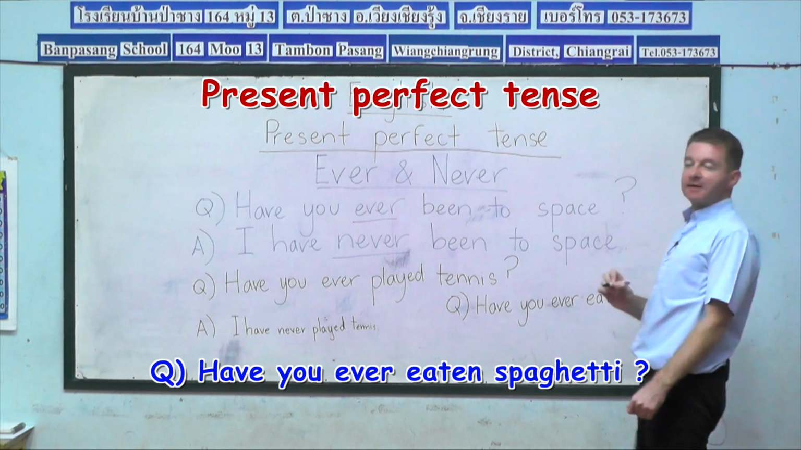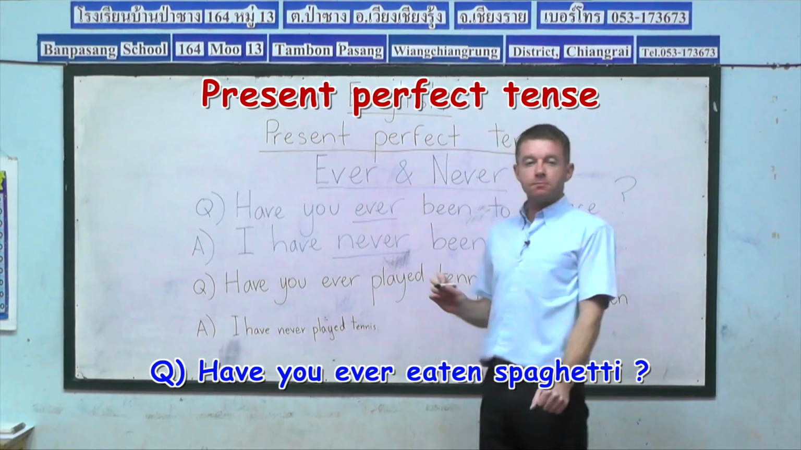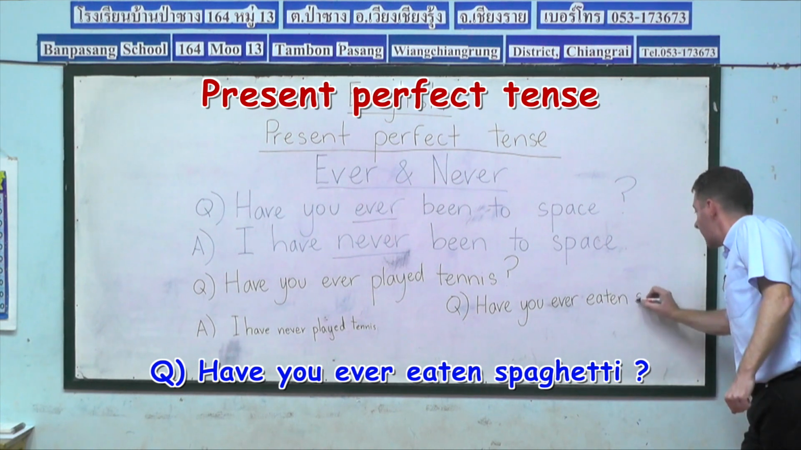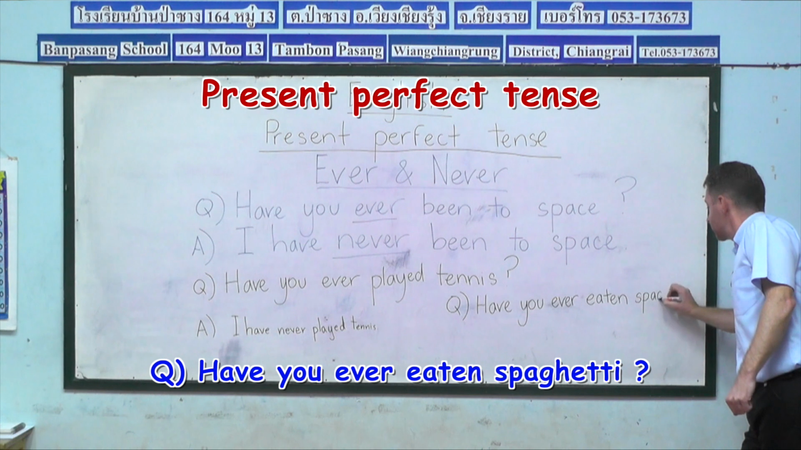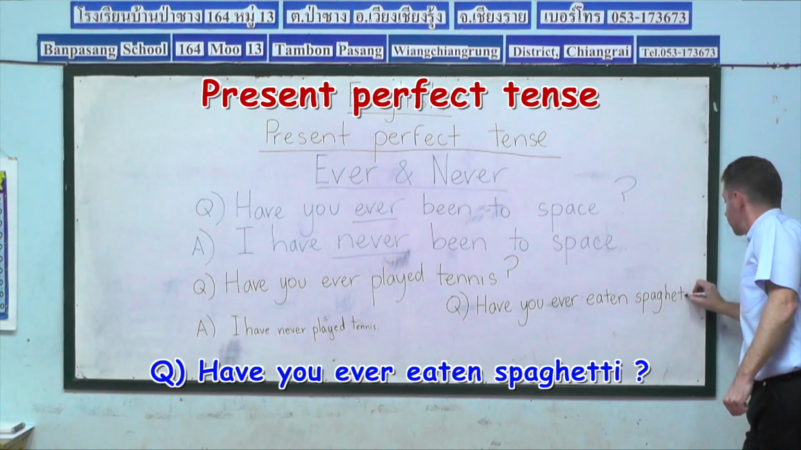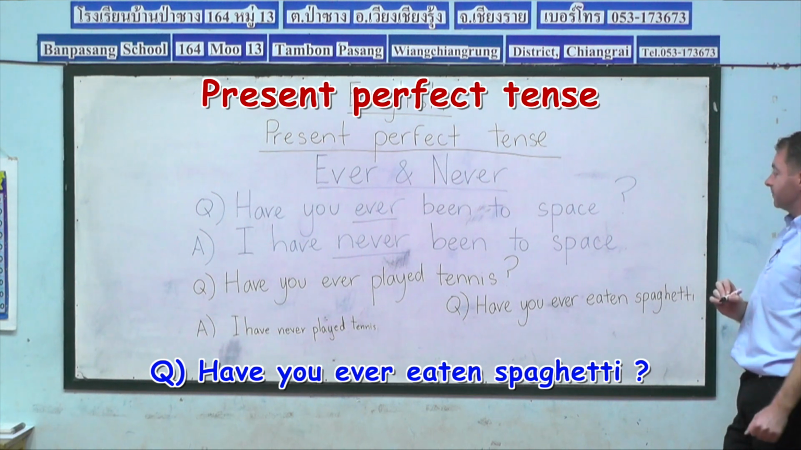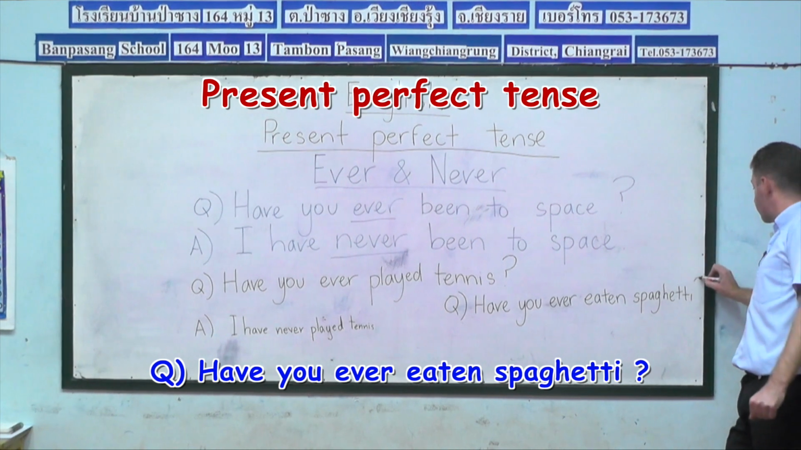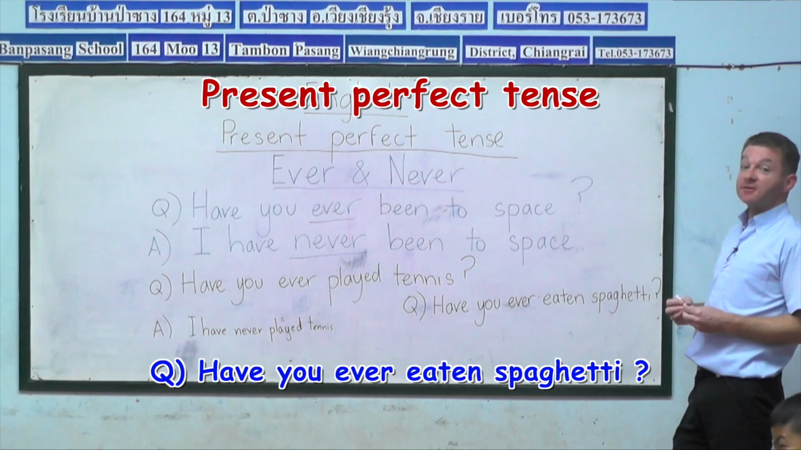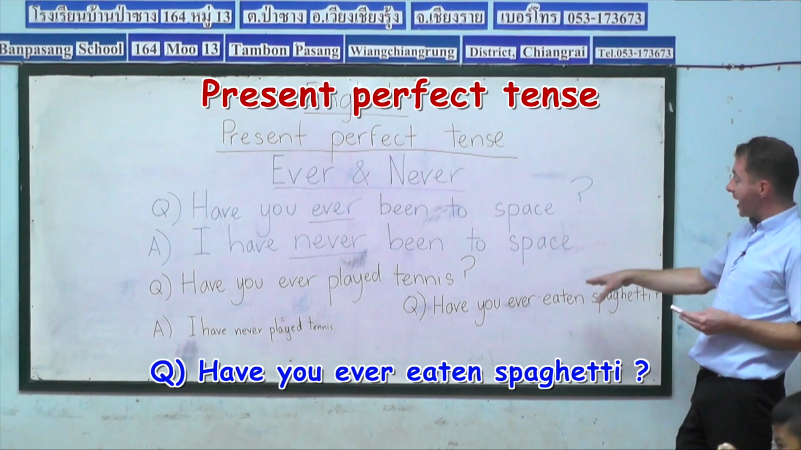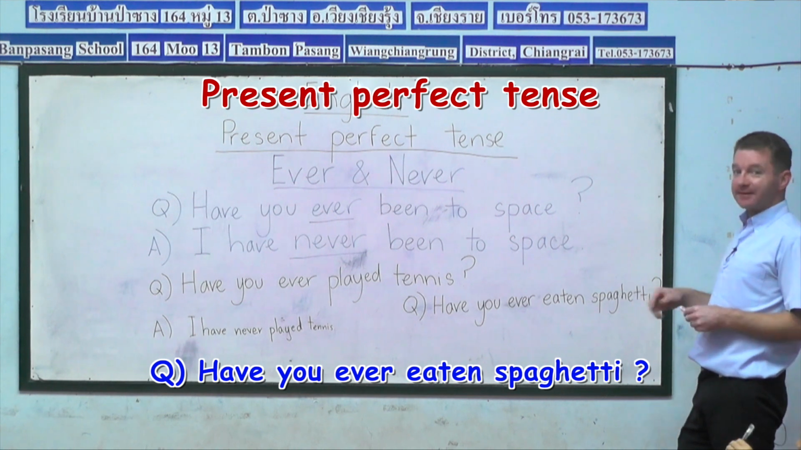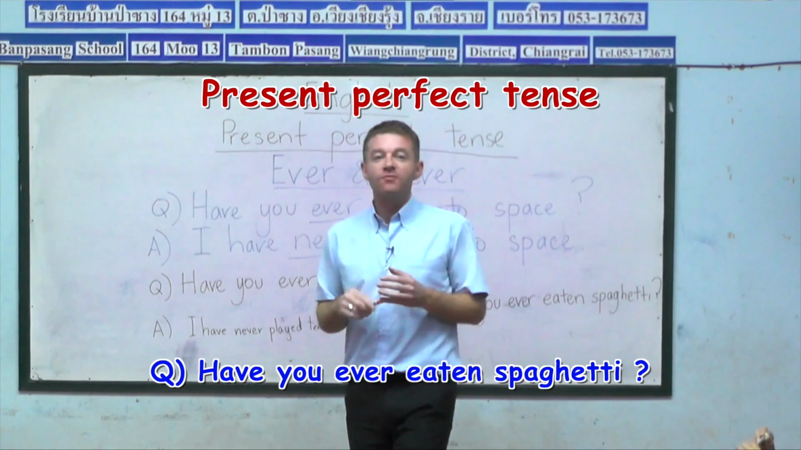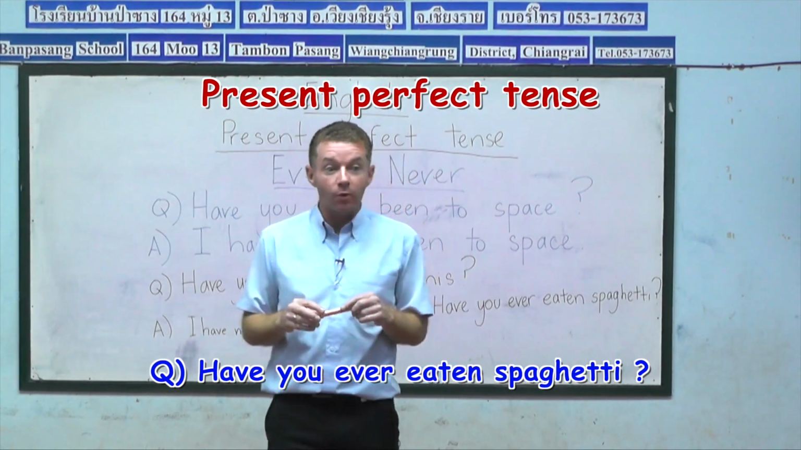Now let me see, let's try to think of a food that somebody has not eaten before. I know, spaghetti. S-P-A-G-H-E-T-T-I. Now what have I forgot to put at the end? Question mark. Question mark, excellent. So now, let's ask this question together. Have you ever eaten spaghetti? Now let's see what student can come forward and answer this question using the word never.